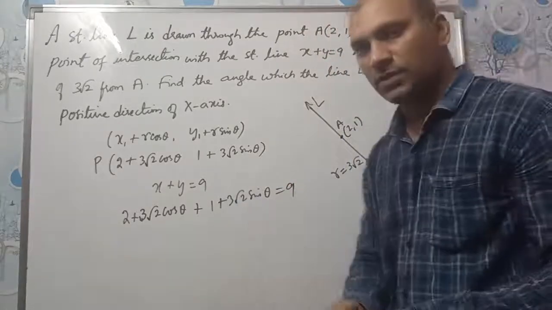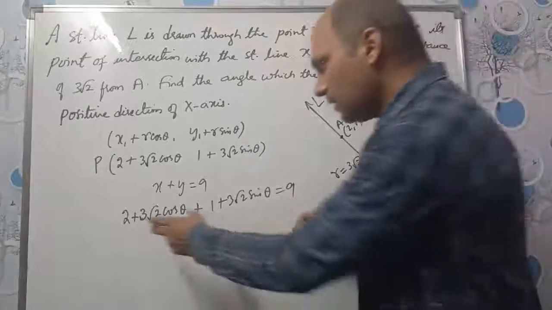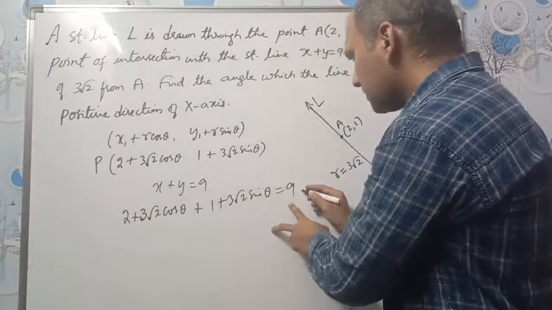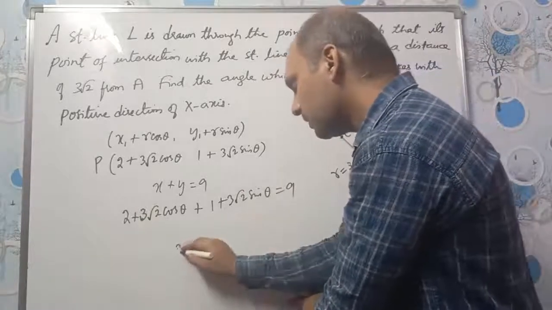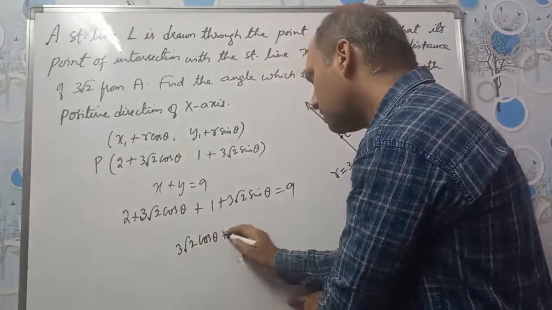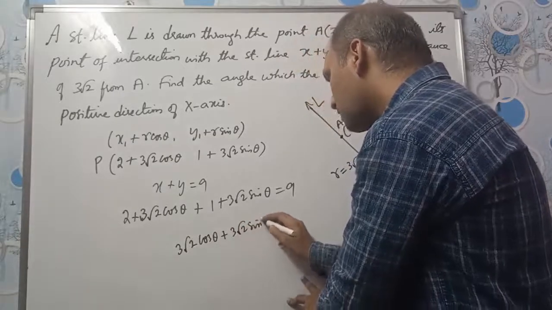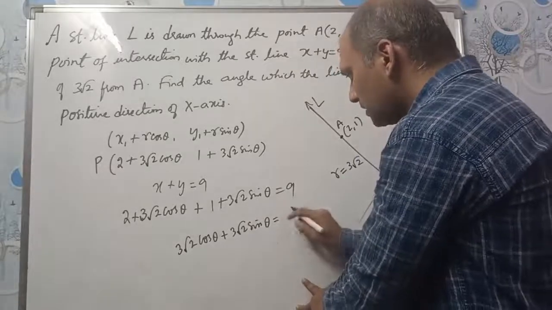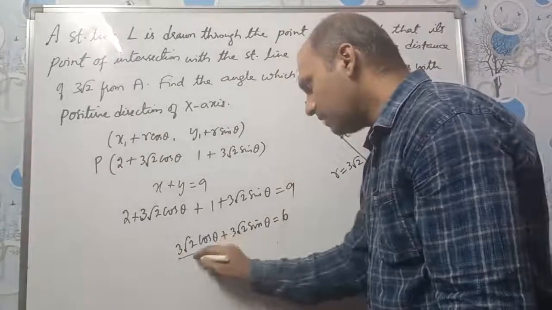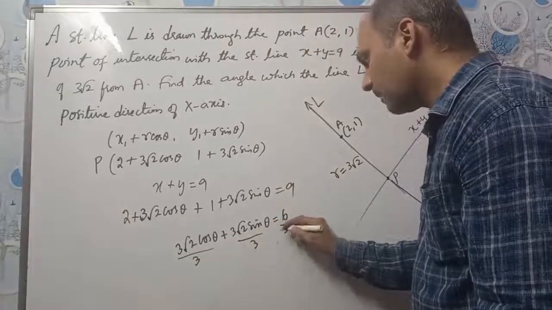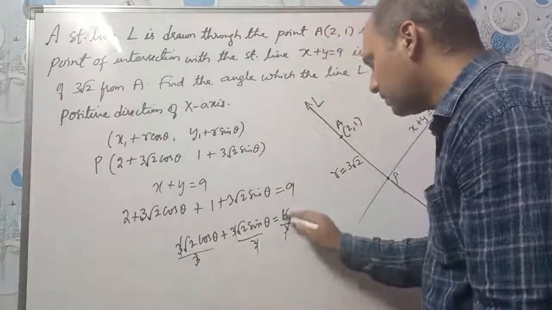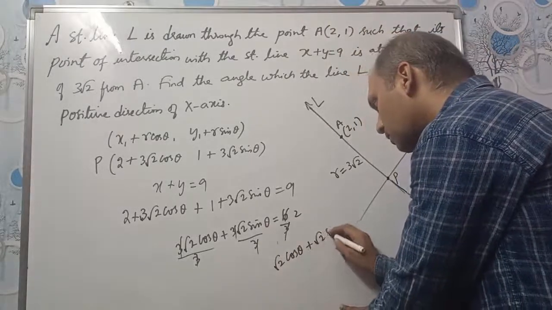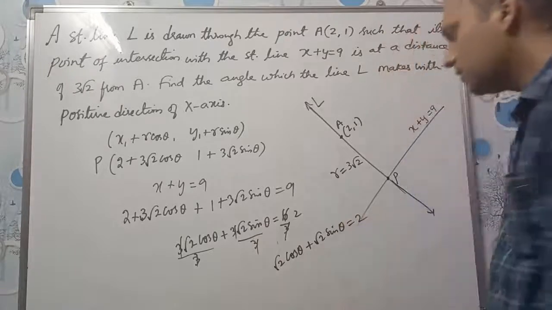From here we can get the value of theta. Let us see how. 2 plus 1 is 3. So that 3 comes this side, becomes minus, right? So it is 3 root 2 cos theta plus 3 root 2 sin theta is equal to 9 minus 3. 9 minus 3 will be equal to 6. If we divide both sides by 3, 3 and 3, here 2 will come in. So this will give us root 2 cos theta plus root 2 sin theta is equal to 2.